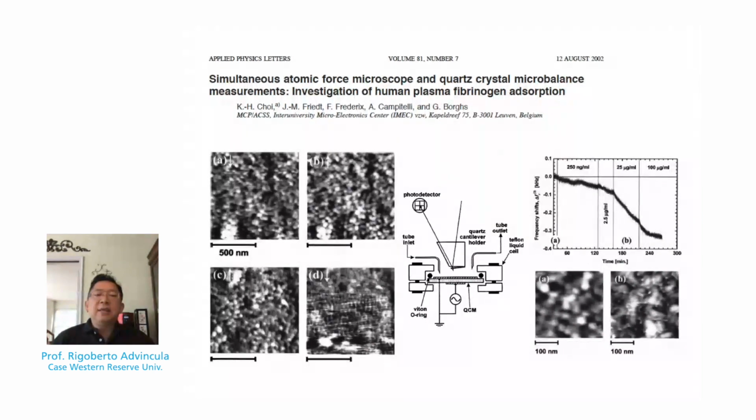A, B, C, and D represent the AFM micrographs at various times of the deposition. So in other words, one can deposit, and this is not an electrochemistry experiment, this is simply a physisorption experiment on a QCM. One can monitor the changes in morphology at various stages of the fibrinogen deposition on the crystal.